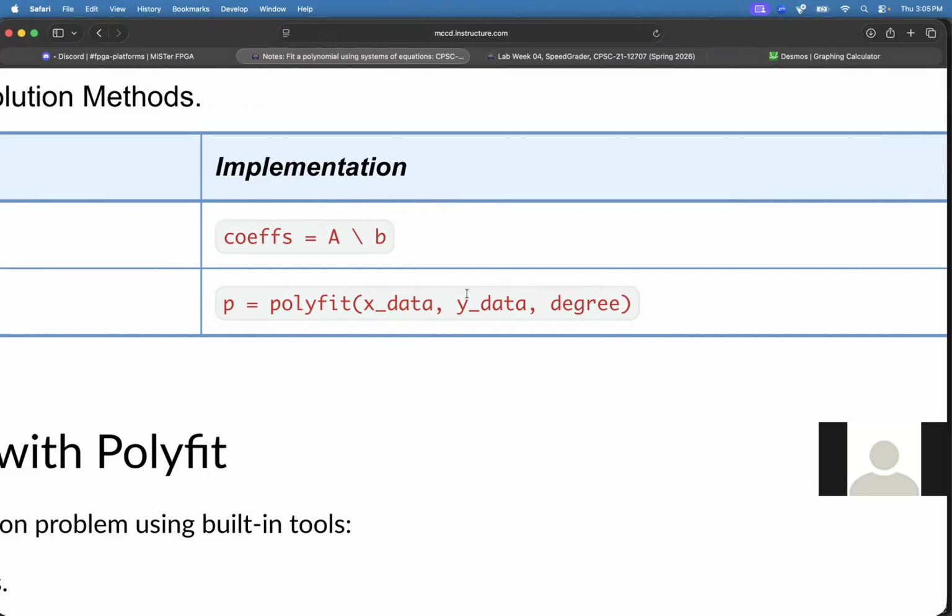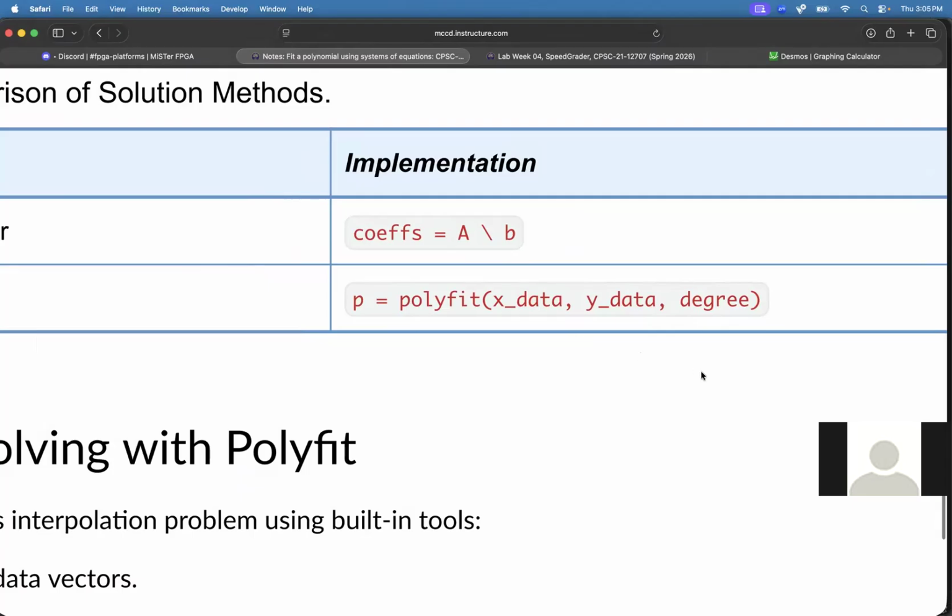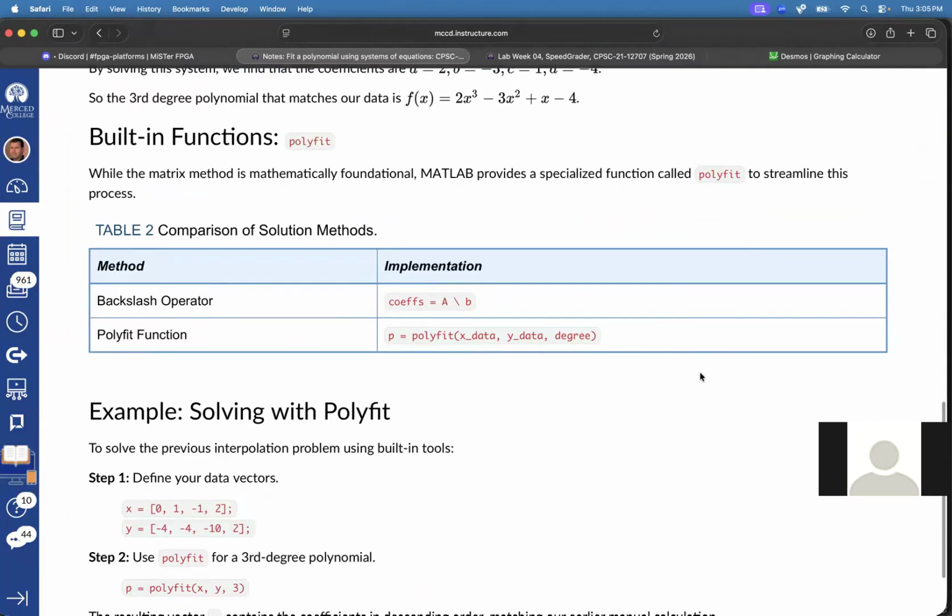You give it your Y data, which are the Y values, and you give it the degree of the polynomial that you want to fit. So you have to make sure you know what degree polynomial you're trying to put in. And we can solve the same problem.